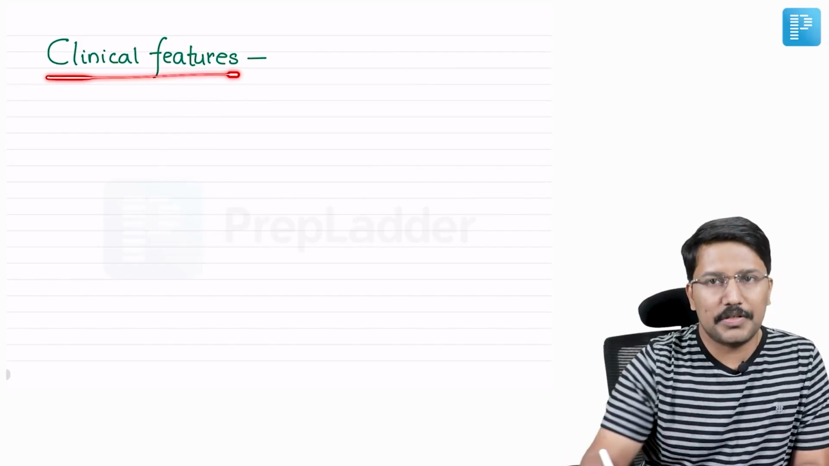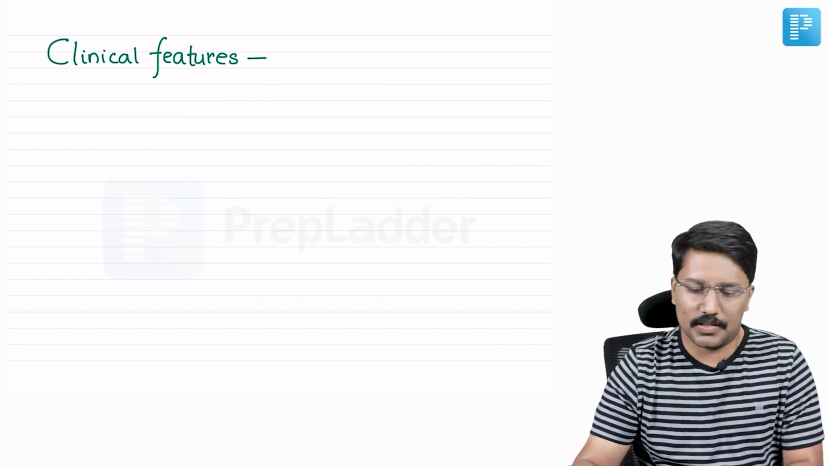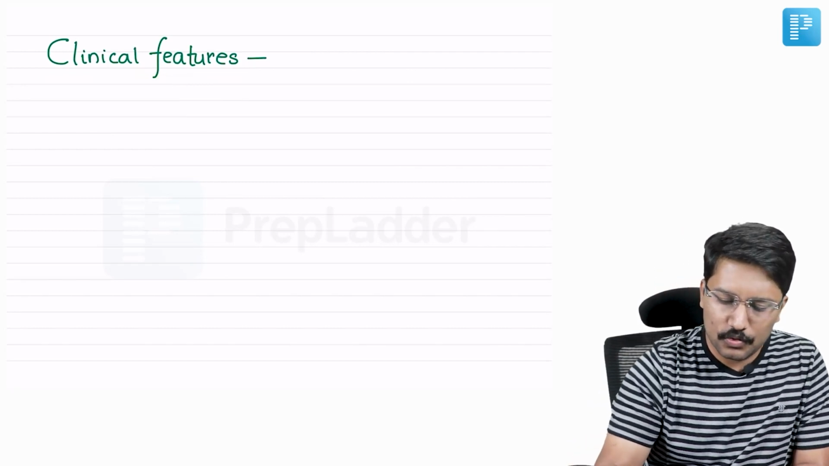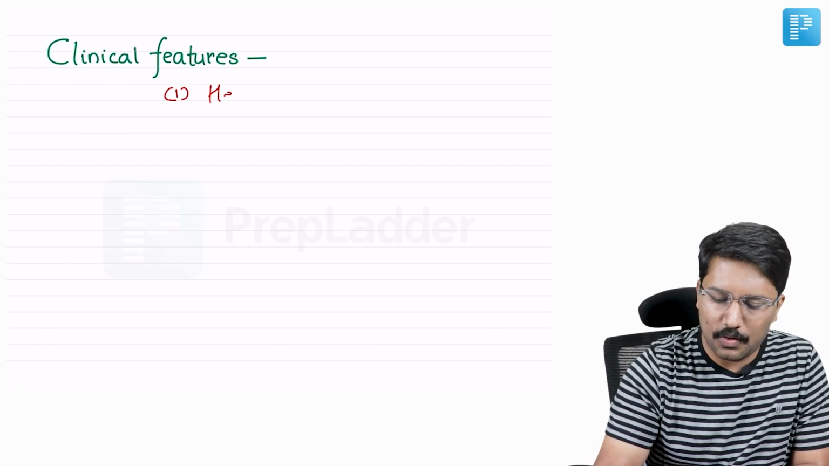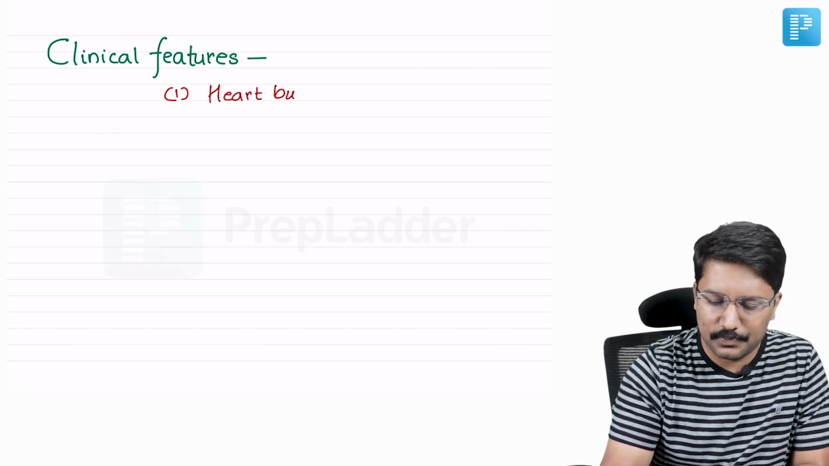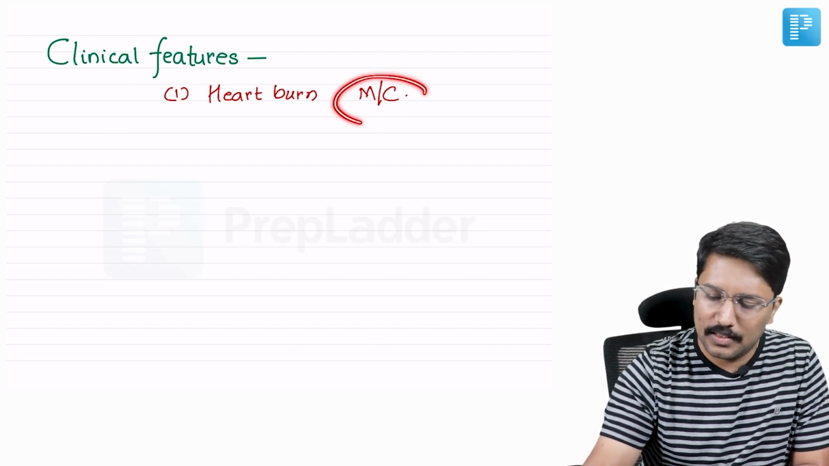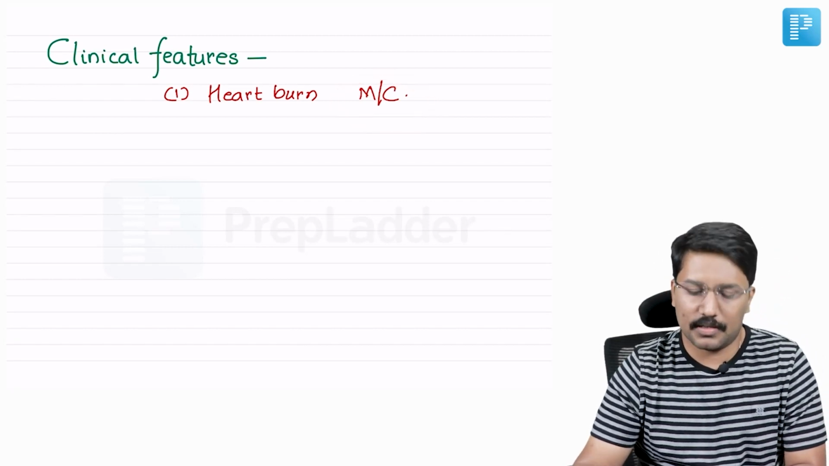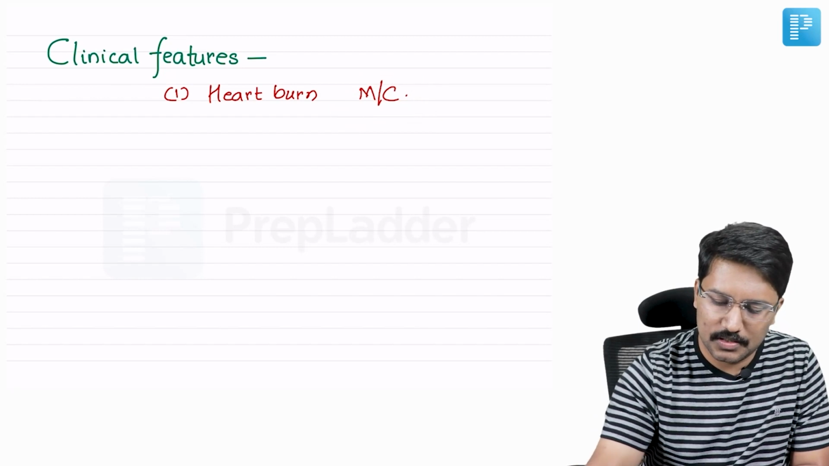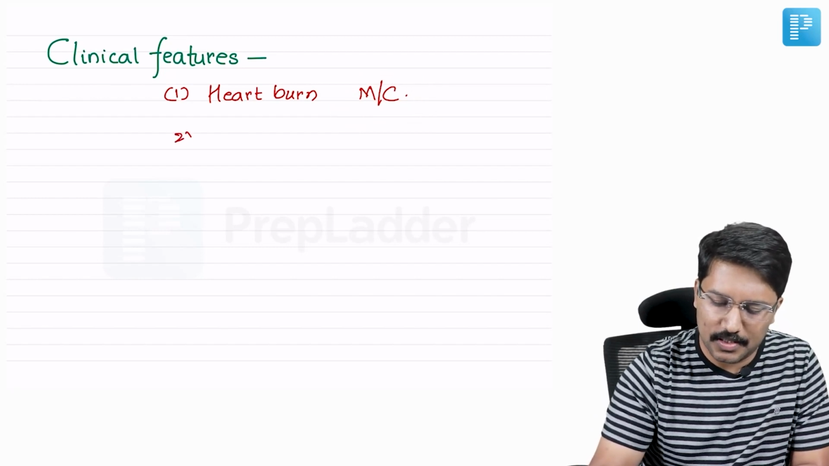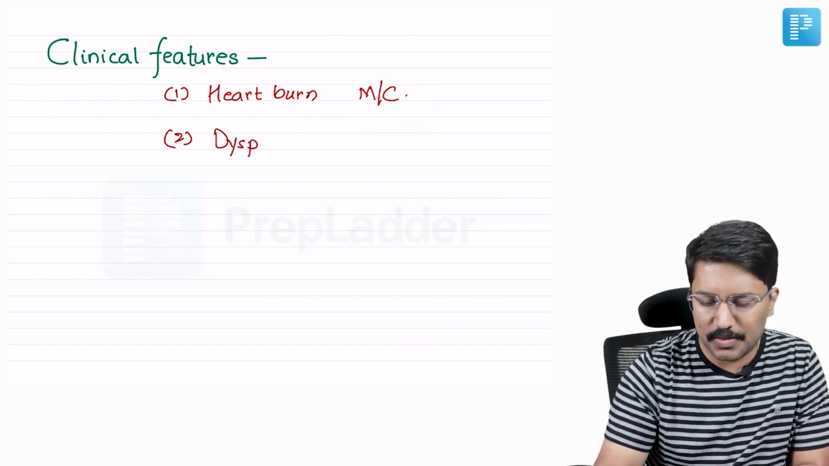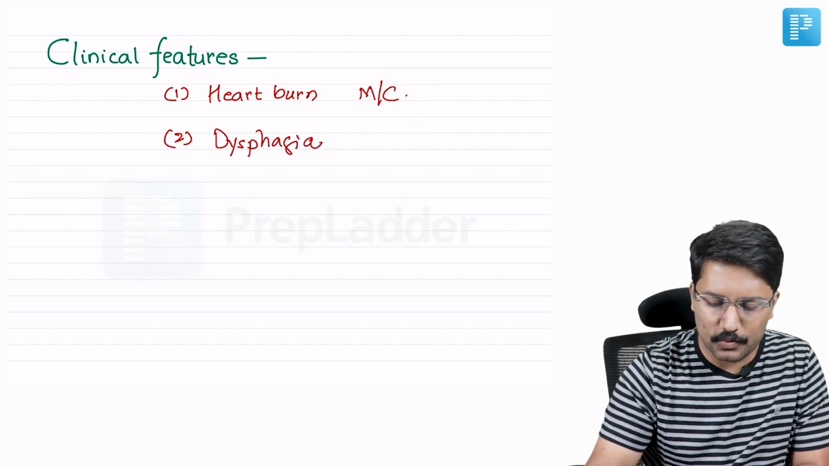Now coming to the clinical features of patients with eosinophilic esophagitis. The most common presentation is usually in the form of heartburn. So because of that, GERD becomes a closely related differential diagnosis. The second most common presentation is in the form of dysphagia, so these patients may have difficulty in swallowing.